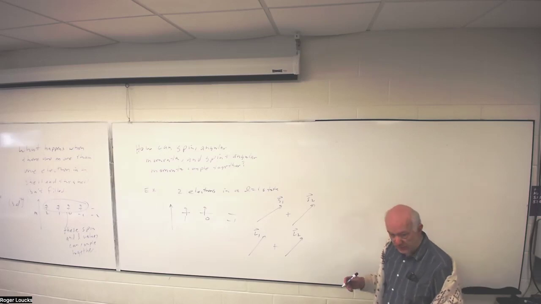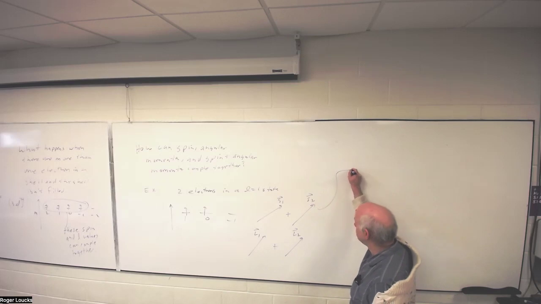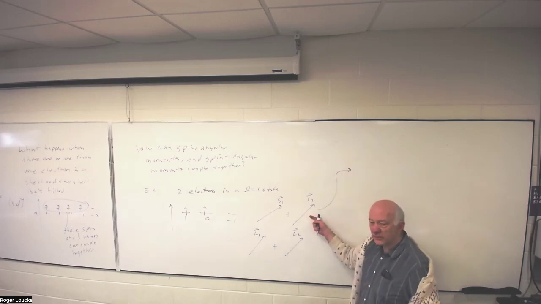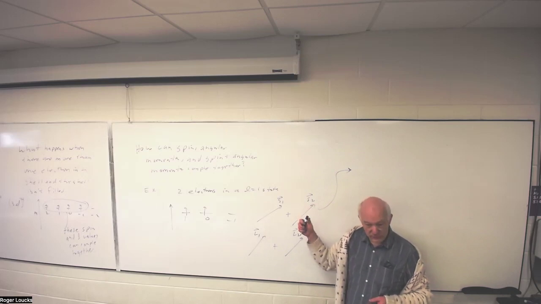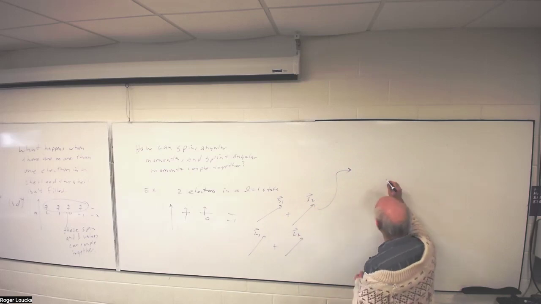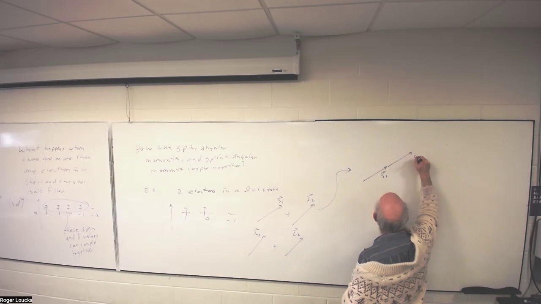The question is, what can happen here? So what can happen here is that if you look at this case here, what do you know about these spins? These spins can be spin up or spin down. So what can happen here is I could have a case like this. I could have this spin coupling to this spin.